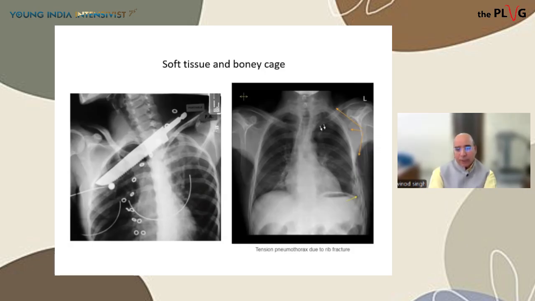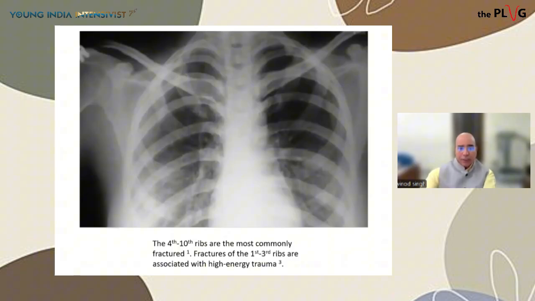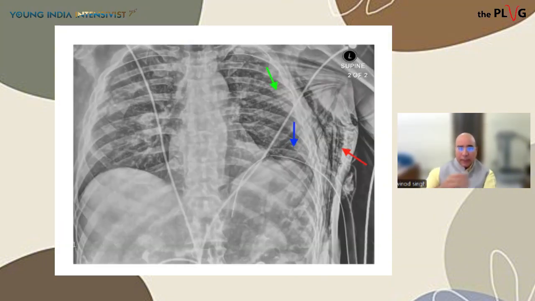On the right side, you can see that there are multiple rib fractures leading to a tension pneumothorax, and there is also a shift of the trachea. The soft tissues are very, very important to see. And if you look here, you can see again there is a fracture. The most common rib fractures in trauma patients are of the 4th to 10th ribs. Also, if you find a first, second, or third rib fracture, and particularly a first rib fracture, this indicates high-energy trauma and an associated vascular and mediastinal injury. This is again a trauma patient.